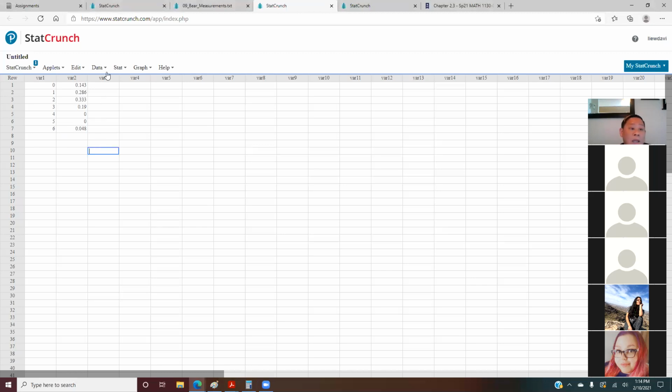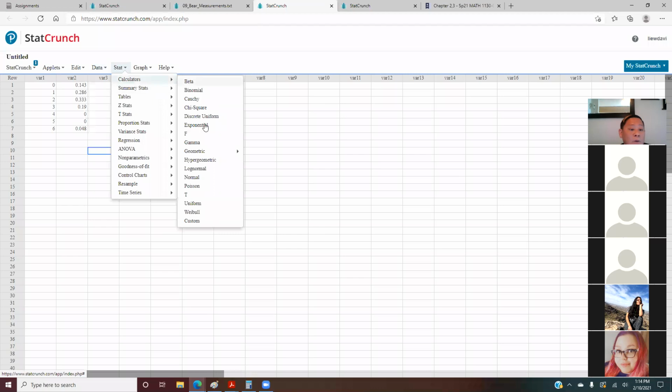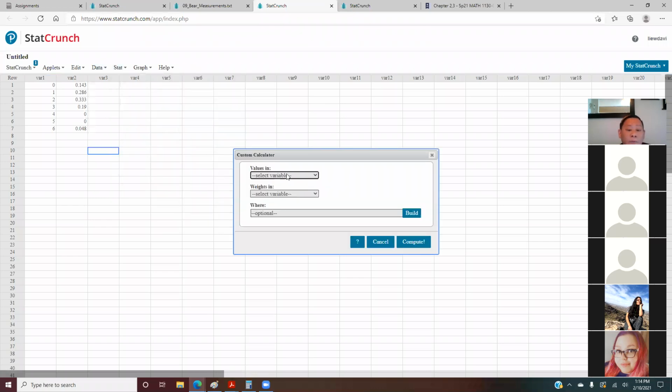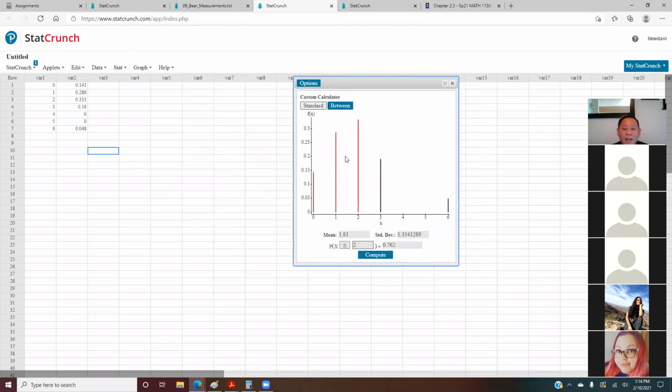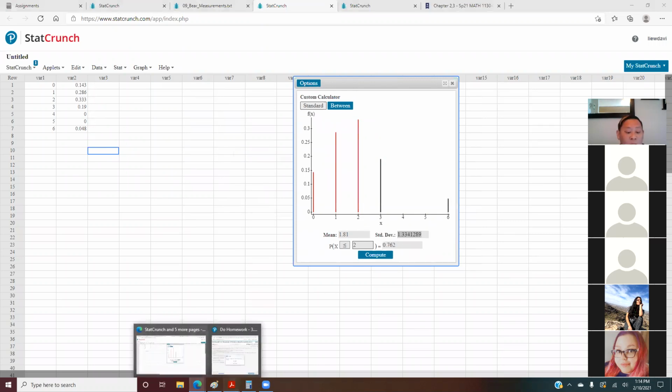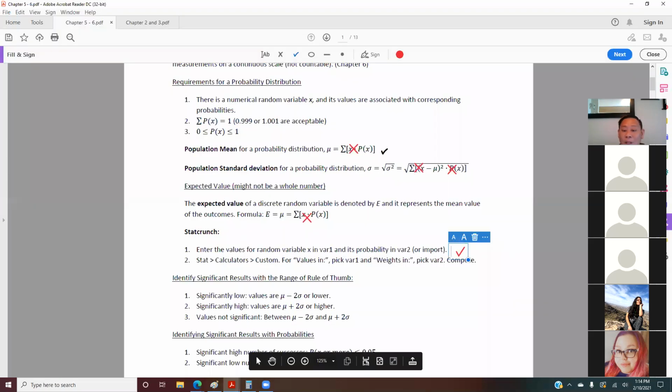So what you need to do next is, again, you go to stats, go to calculators, go to custom, var1 for the values, weight in var2, and you hit compute. You don't care about all this, you care about this. This is your mean, and this is your standard deviation. Okay, you don't care about the pictures and everything. These are the two things that you need to worry about. And this is how you find your mean and standard deviation, where you do not need to use your crazy formulas to calculate. Okay. If a question is asking for expected value, it is the same thing as finding the mean.